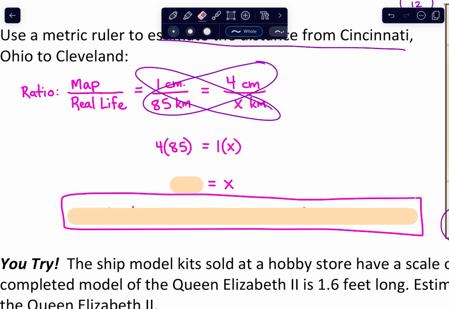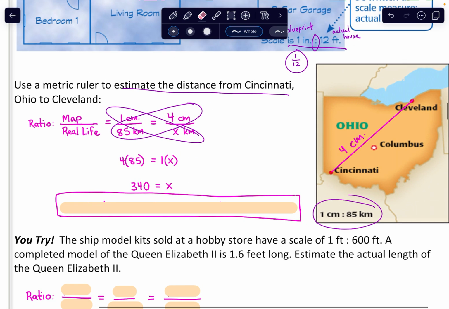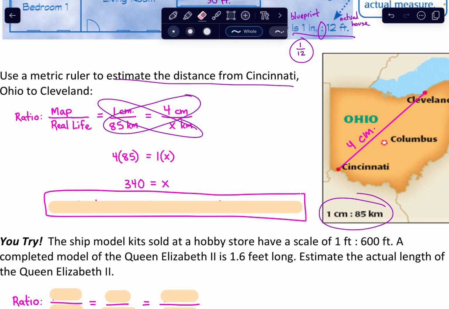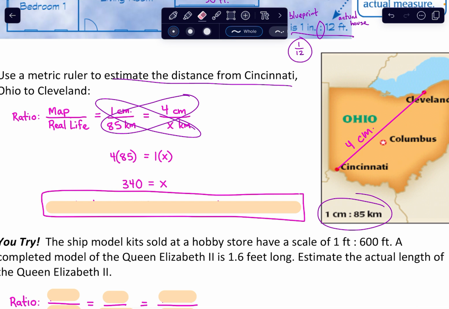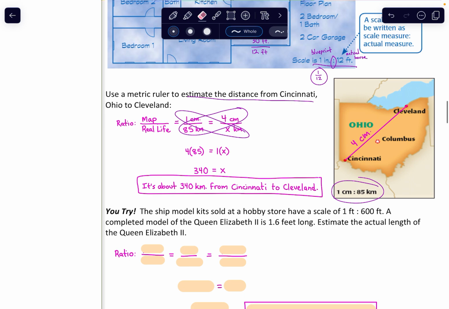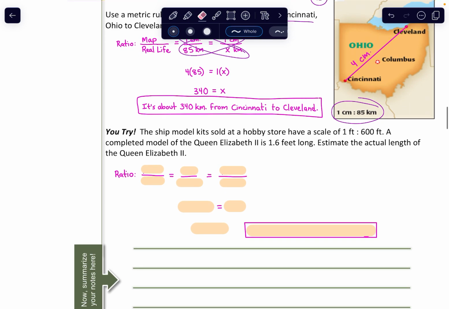So really, to find this answer, all we got to do is multiply 4 times 85, and we get 340. And because we wrote down the labels, I know that my label is going to be kilometers. It wouldn't make sense to say that Cincinnati is 340 centimeters from Cleveland in real life. We know that's not true. So common sense goes a long way in these two.